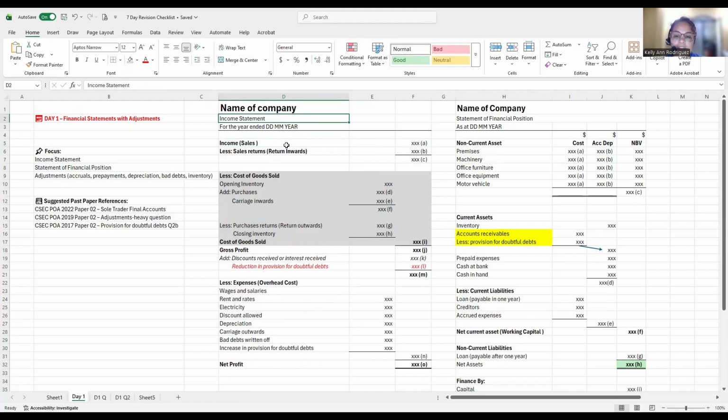Now, we have income, sales, or revenue. Then you less your sales return to get your actual sales for the period of time. However, I want students to ensure that they know how to calculate cost of goods sold. Cost of goods sold has a formula. Most students don't recognize that what they're doing here is working out their cost of goods sold. So in order to find that, you have opening inventory, add your purchases and your carriage inwards.